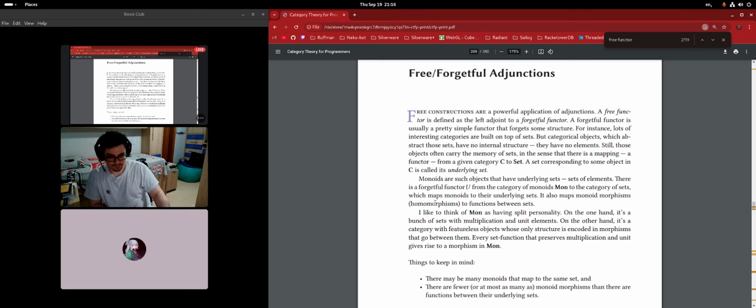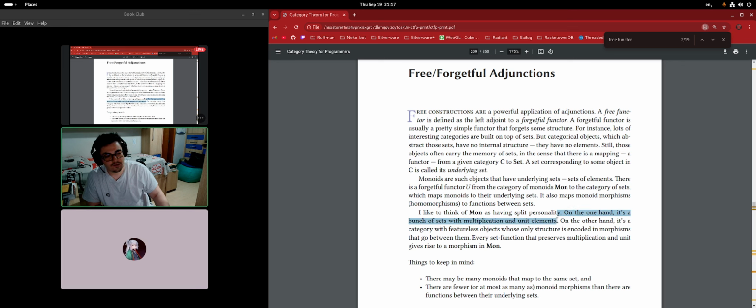Yeah, a homomorphism is a morphism that in some sense preserves the structure of its source when it goes to its destination. No, that's the parallel of the injective function or something. Yeah. I like to think of Mon as having split personality. On the one hand, it's a bunch of sets with multiplication and unit elements. On the other hand, it's a category with featureless objects whose only object structure is encoded in morphisms that go between them.